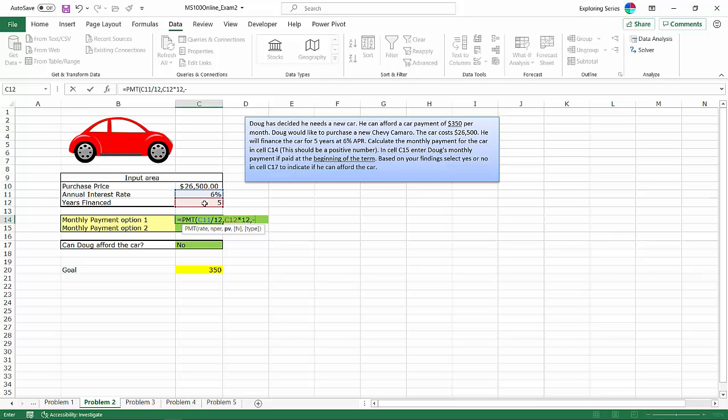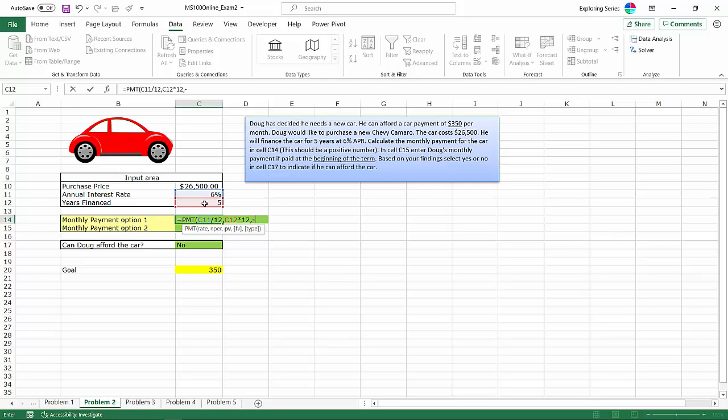So because Excel understands accounting, if you are the bank, you are loaning out $26,500. That is a cash flow from your account into something else. Is the bank going to get that money back? Eventually, yes. And they're going to get it over time with interest, but right now it's going out. So in the world of accounting, that's an outflow, and outflows show up as negative values.